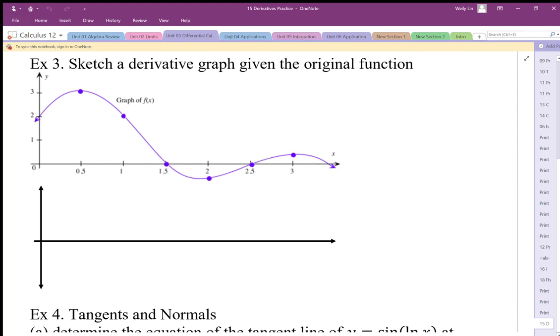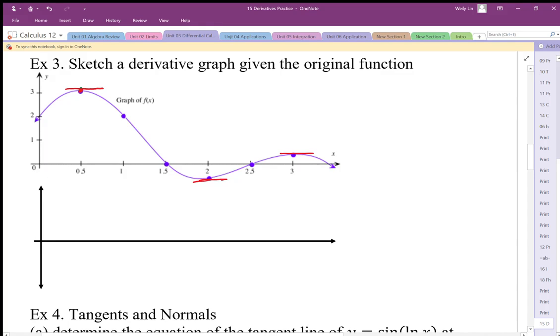So how do we sketch a derivative given the original function? Using those same principles, we want to sketch the derivative given the graph of f of x. Again, the first place we're going to start is the horizontal tangent points. The horizontal tangent points are here, and here, and here. Let's just assume that that dot is at the horizontal tangent.